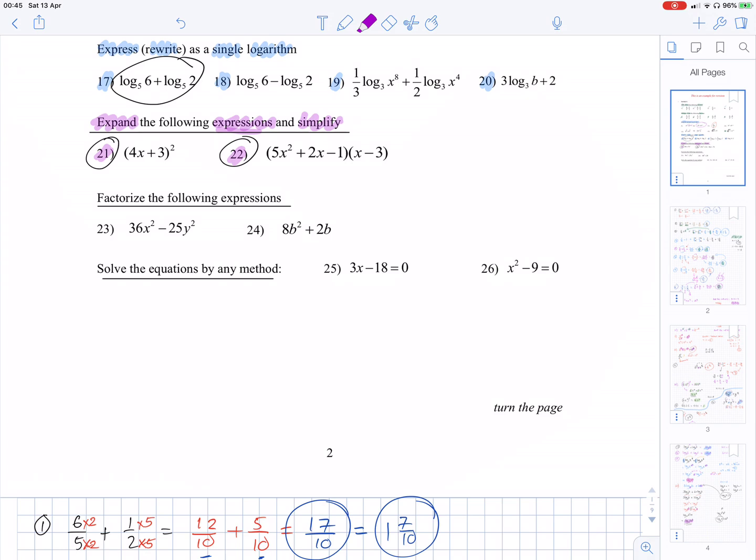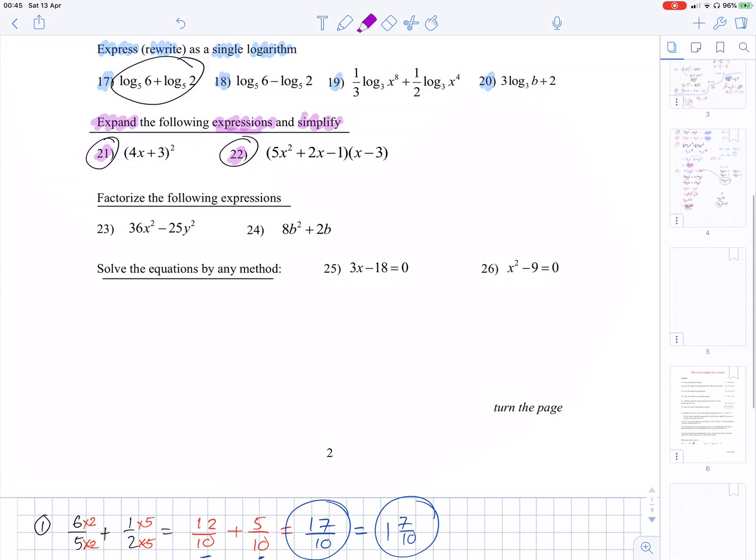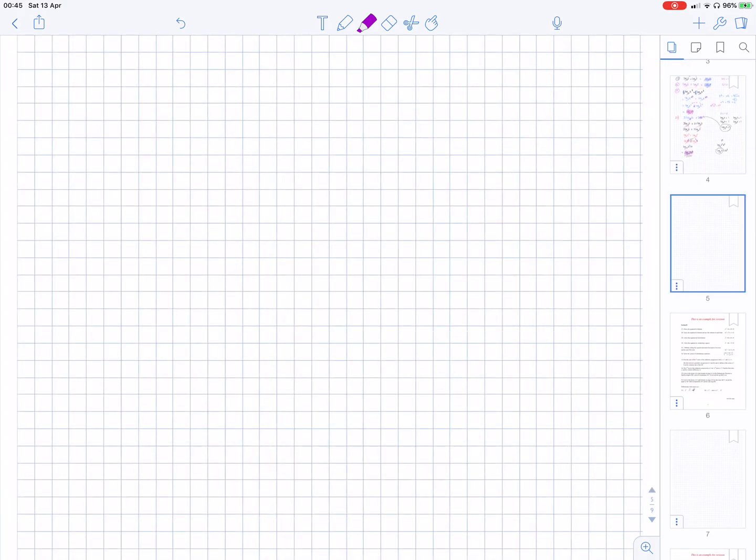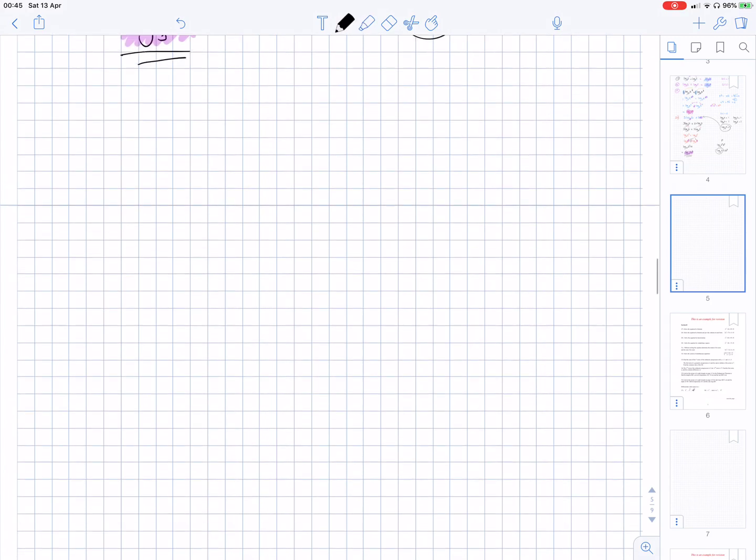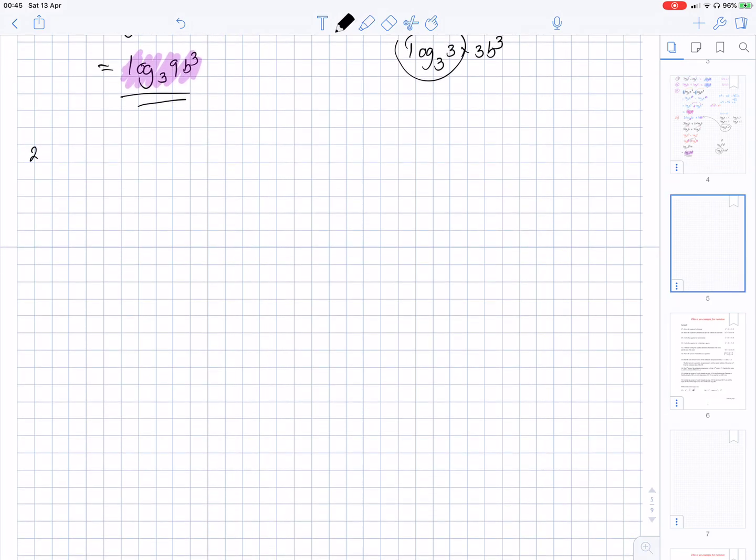So the first one is 4x plus 3 squared. So number 21 is 4x plus 3 squared. 21, we can start here. 4x plus 3 squared. So all you do is you rewrite this as 4x plus 3 brackets 4x plus 3.